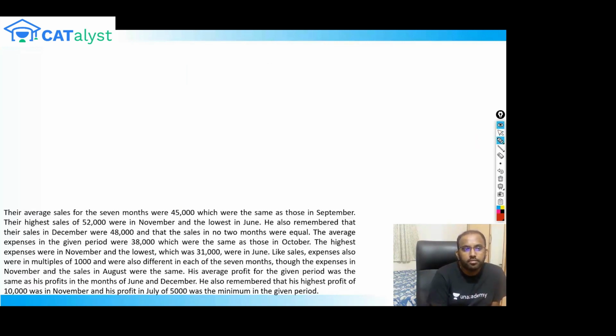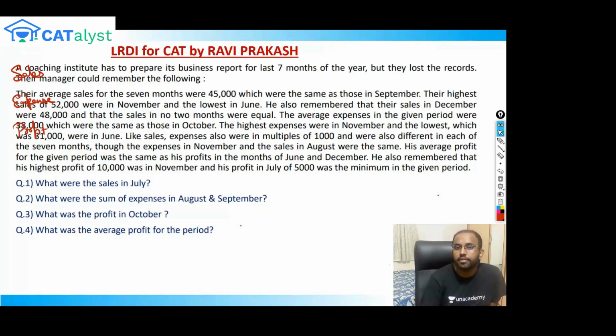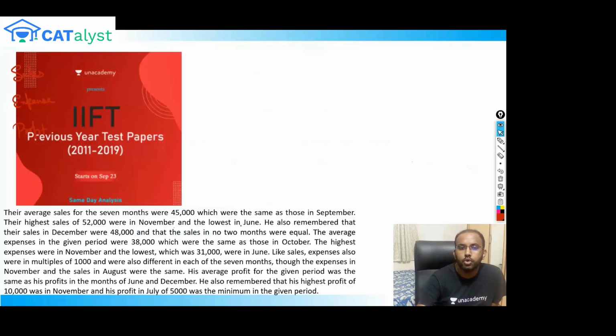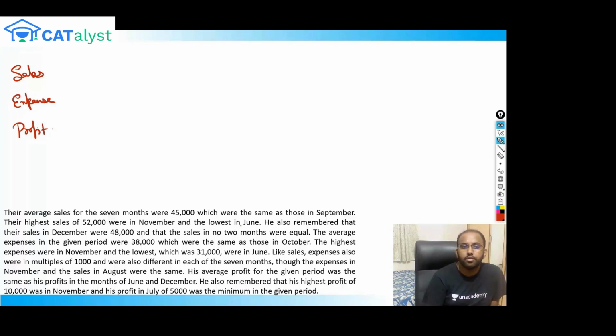Make a table like this, guys. Let it be sales, expense, and profit. Then we have the months for the last 7 months. It is the last 7 months, so I'll make the table from June to December: June, July, August, September, October, November, and December.